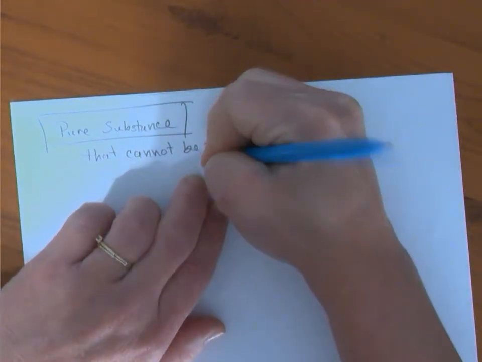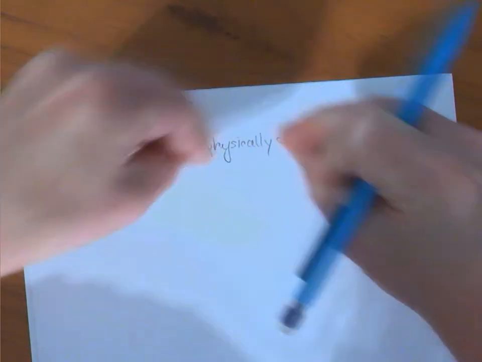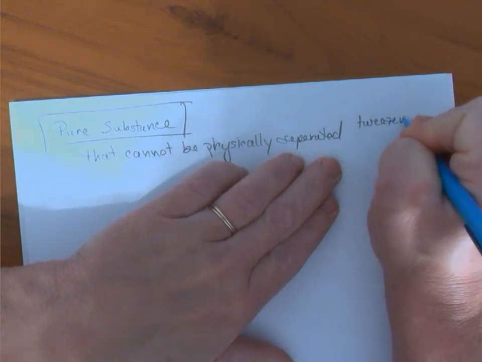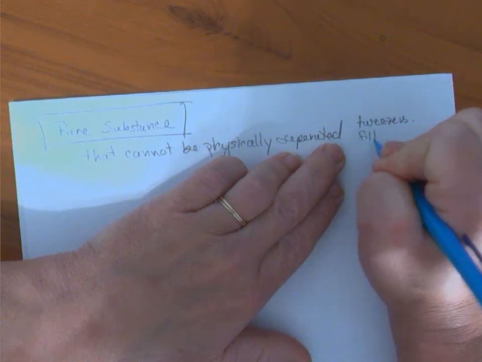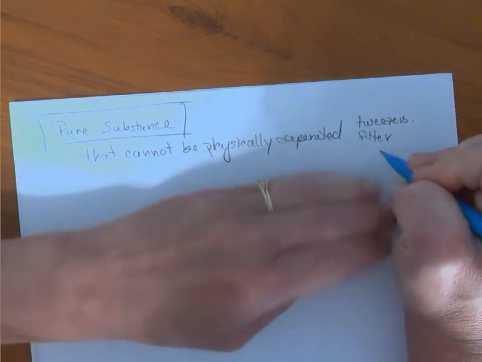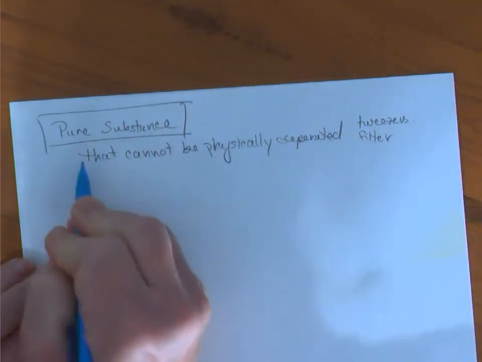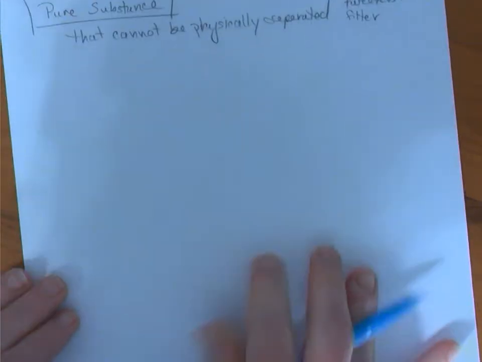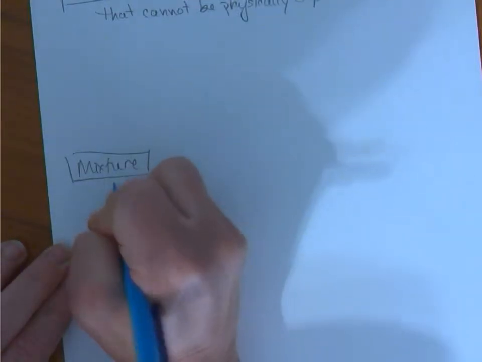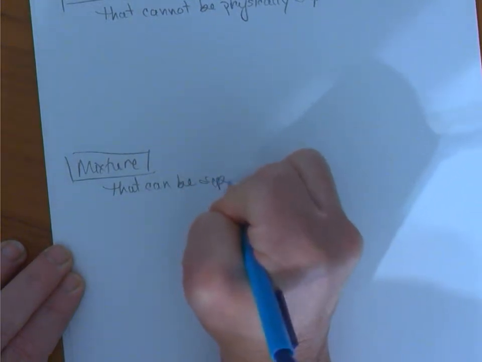So you cannot take that substance and break it into smaller pieces with tweezers or forceps. You can't run it through a filter and separate out the parts. You can't heat and drive away one liquid from another liquid. Okay, that's pure substance. So, a mixture is a sample of matter that can be separated physically.